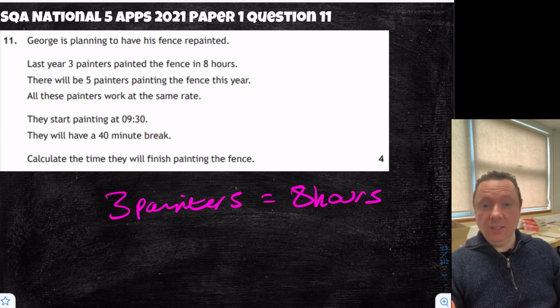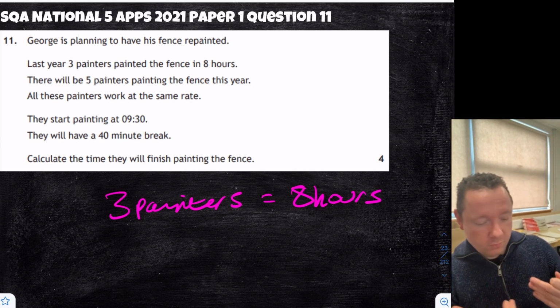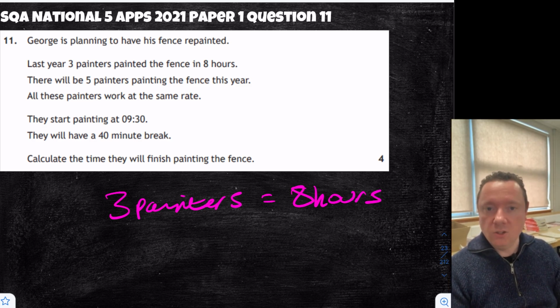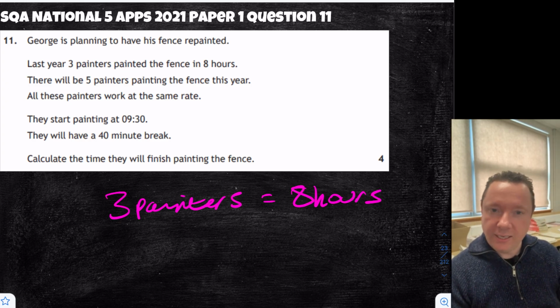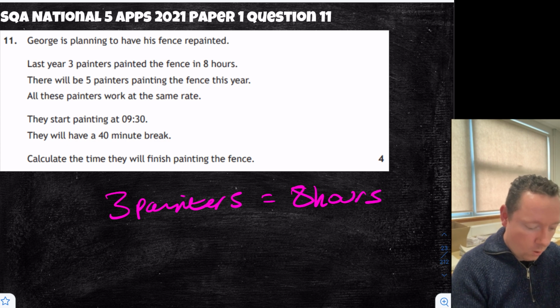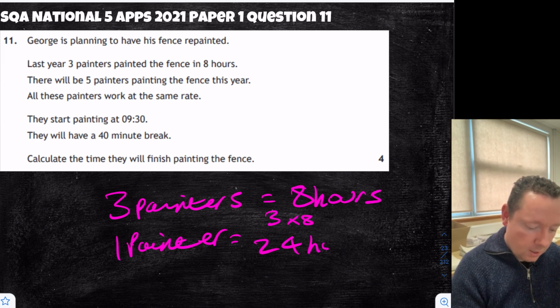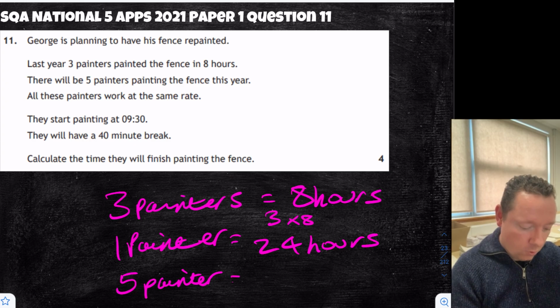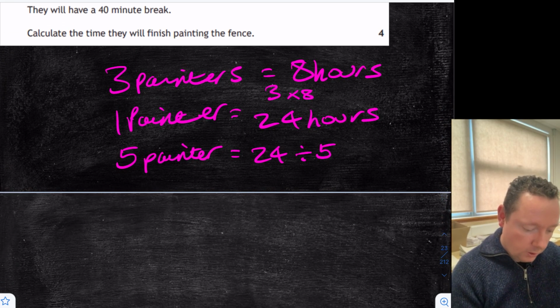So since work has been done, usually if I was wanting to know the cost or price of one thing, I would divide by 3, say, for 3 painters. But this is work done, so 3 painters takes much less time than 1 painter. So 1 painter actually takes 3 times 8. I need to multiply. So 1 painter is going to take 3 times 8, 24 hours. And then to get back to 5 painters, well, it's not going to be 5 times 24 because it's going to take less time. It's 24 divided by 5 hours. So what's that going to equal? Well, we're going to do a sum.